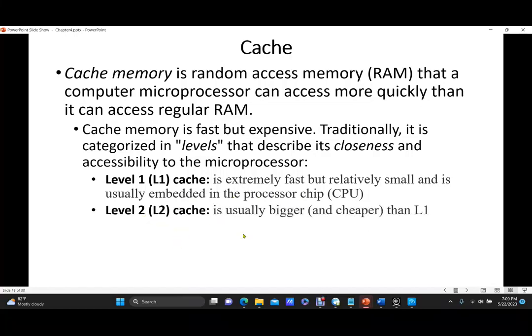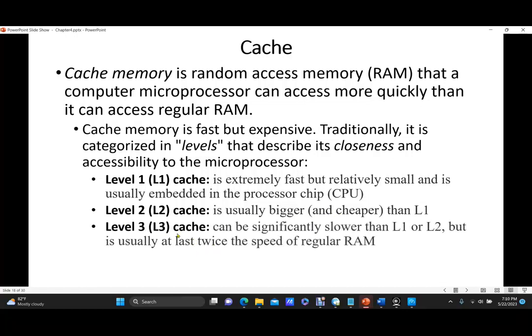Level 2 cache, L2 cache, comes in larger amounts, is implemented in larger sizes than L1, because it uses technology that is cheaper than that used for L1 cache. Level 3 cache, L3 cache, can be even slower than L2, but it's usually still much faster than regular RAM.